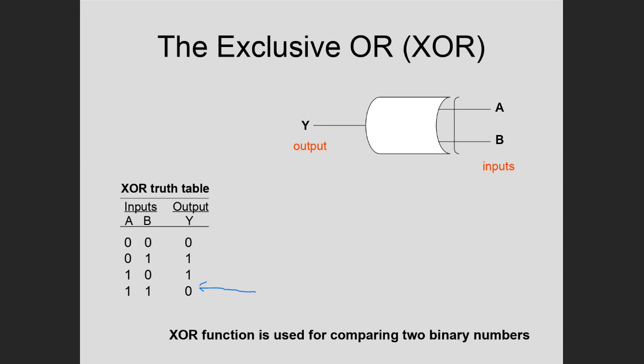The problem is that in English, and, at least in logic, means a specific thing. And means both conditions have to be true. But the English word or, when you say or, sometimes you mean one or the other, and sometimes you mean one or the other or both.